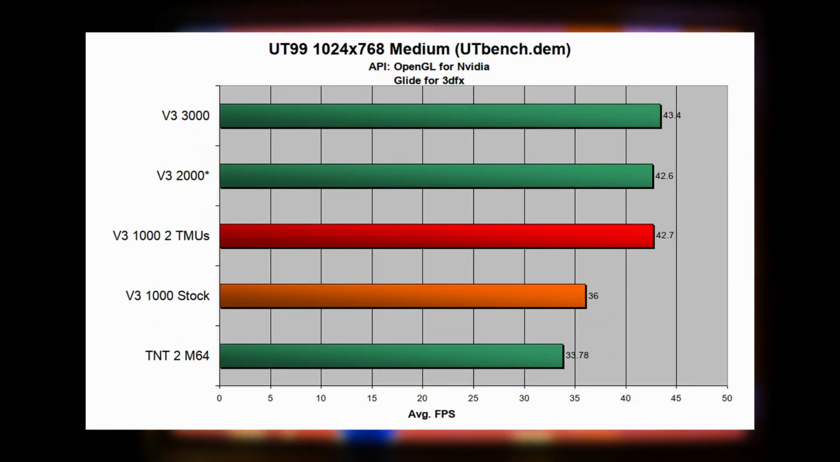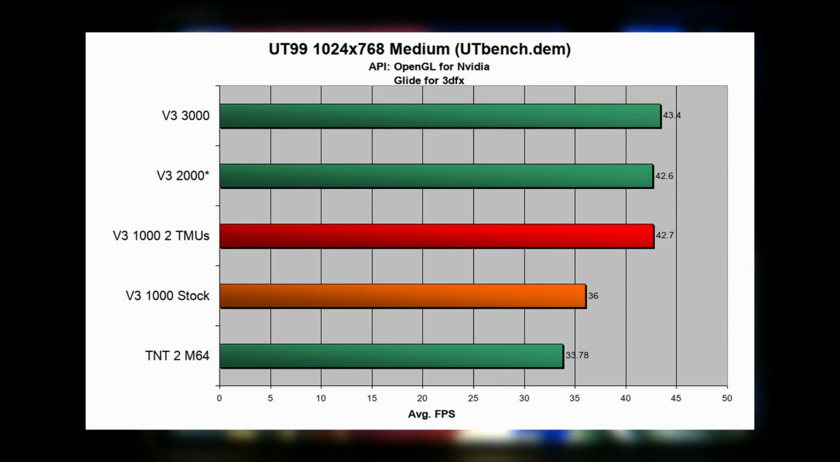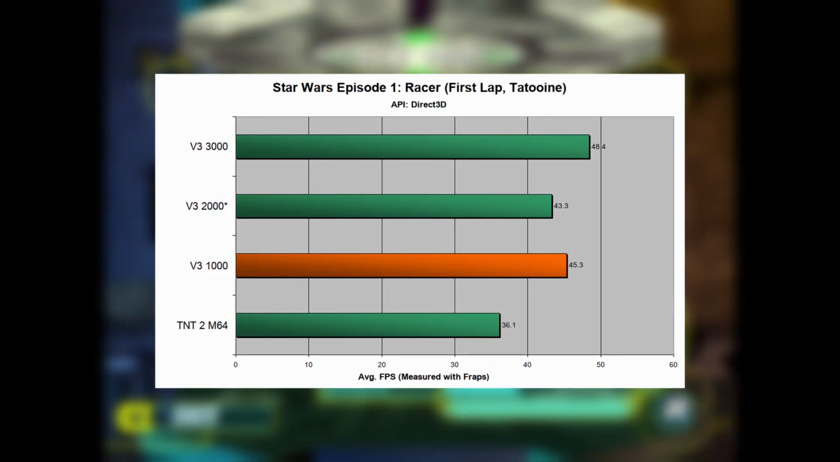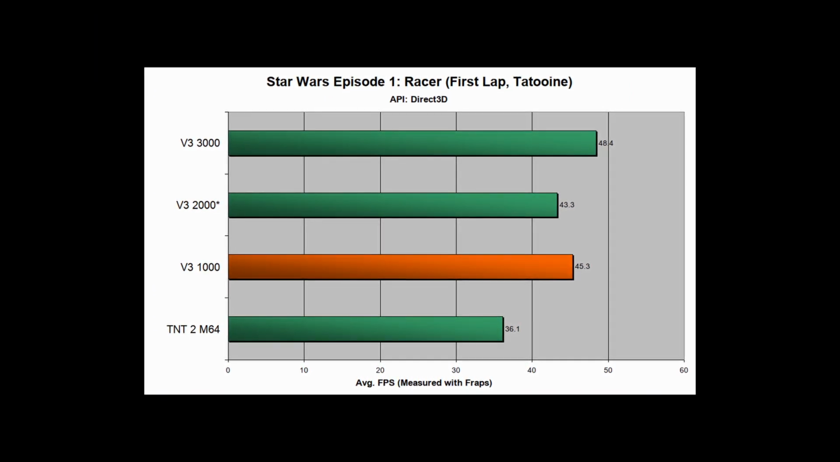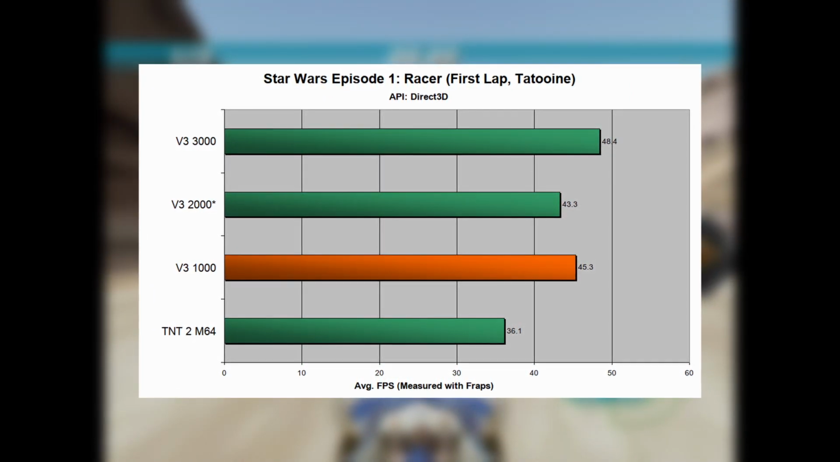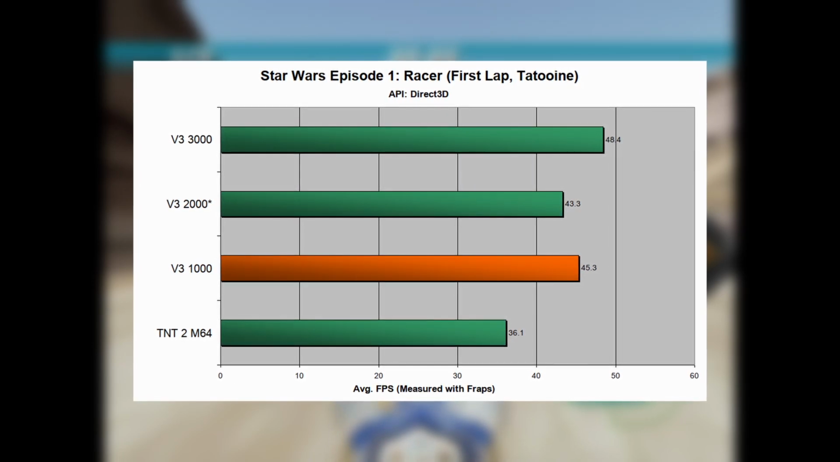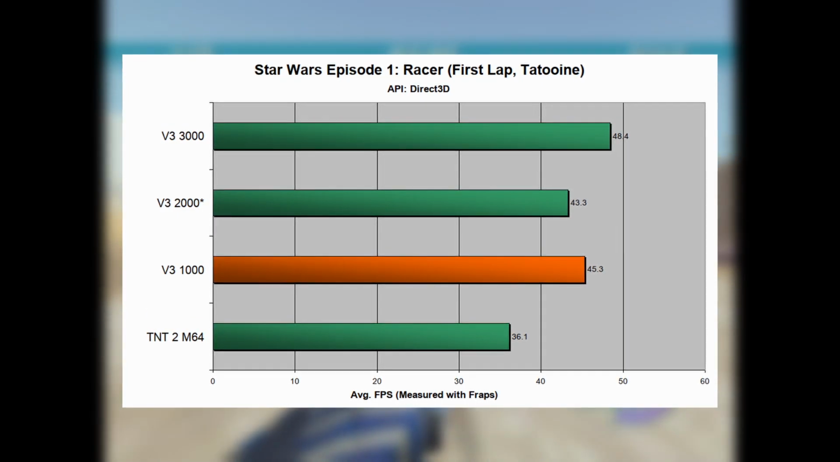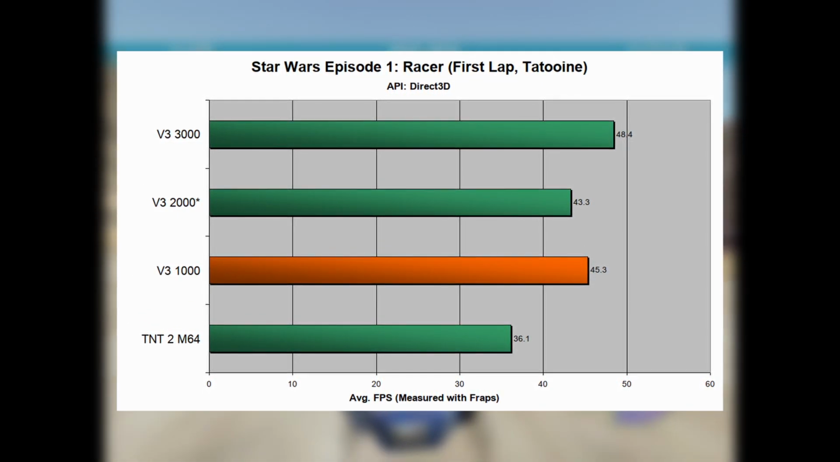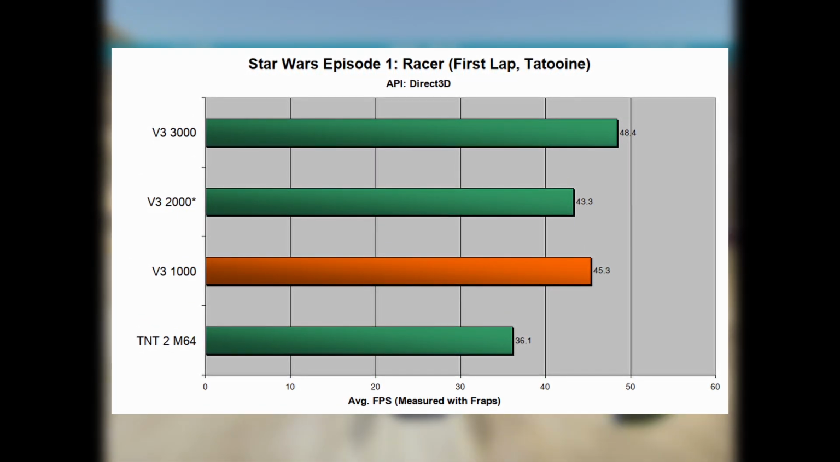And the stock 1000 is still managing a small lead over the M64. Since Podracer doesn't have a built-in benchmark, I had to use Fraps to record the first lap of a race on Tatooine for my testing, so the results may not be 100% accurate run-to-run, or even be accurate in the first place, since Fraps isn't always known for being the most accurate with its FPS readings.